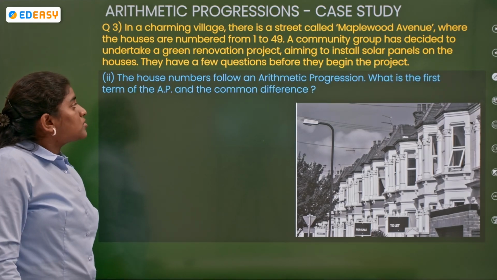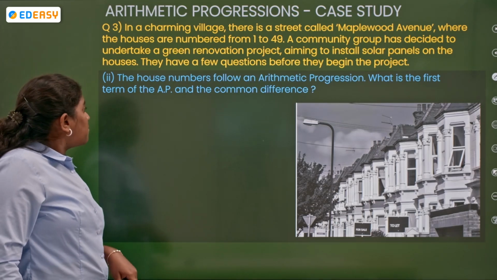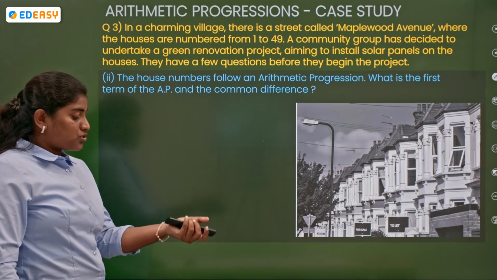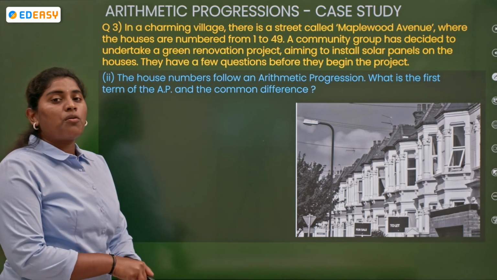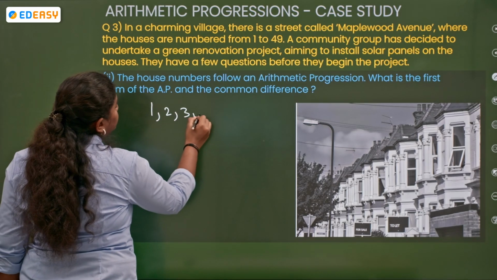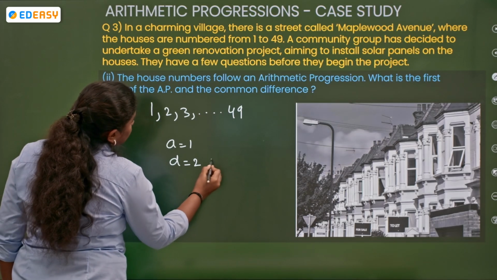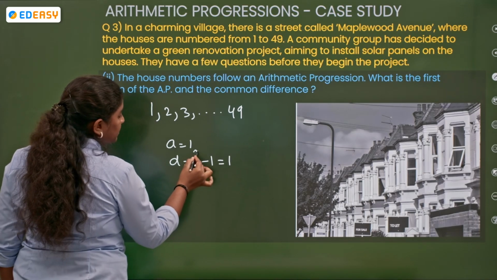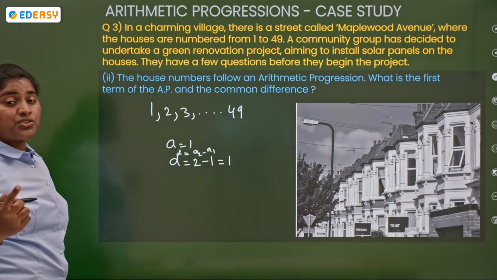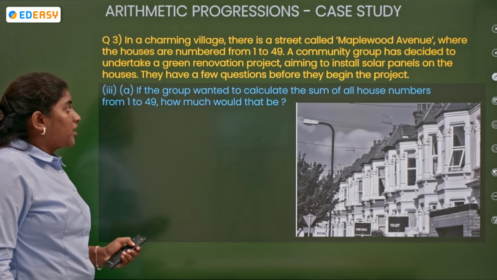The house numbers follow an arithmetic progression. What is the first term of the AP and the common difference? If the numbers are following an AP, they are asking us to find the first term and the common difference. Now let's see. Coming to here, we are having the AP as 1, 2, 3 and so on till 49. Now what is the first term? 1. And what is the common difference? 2 minus 1, which is 1. 2 minus 1 means a2 minus a1. Okay, d equals a2 minus a1, where a2 is your 2 and a1 is the 1. For that reason we got the common difference as 1. Okay, moving to the next.